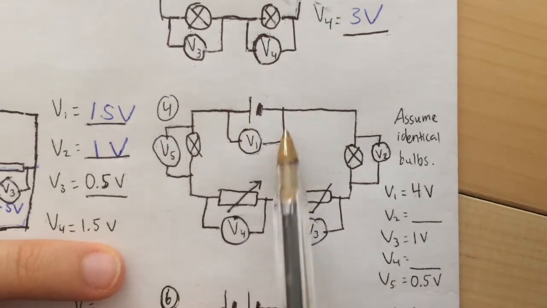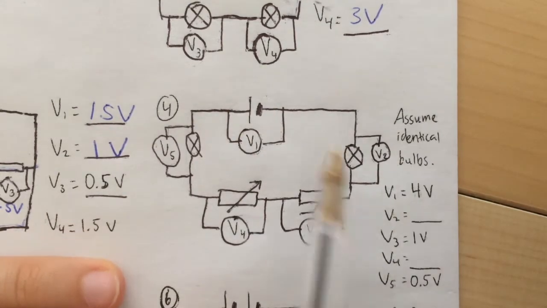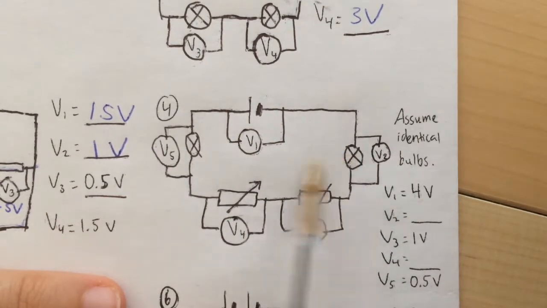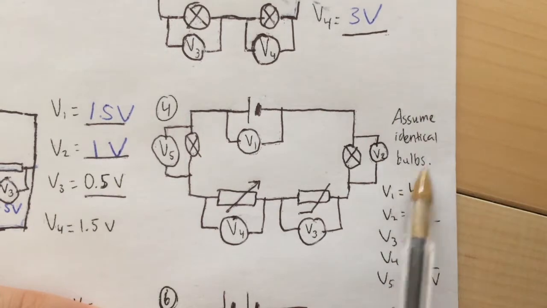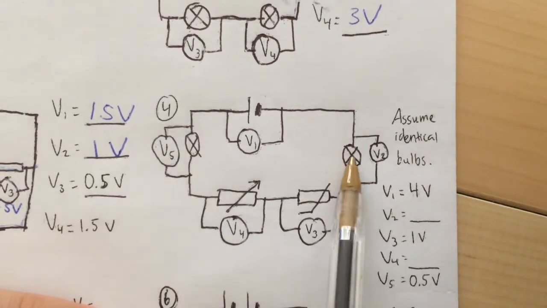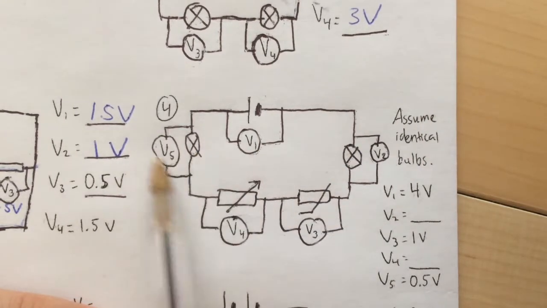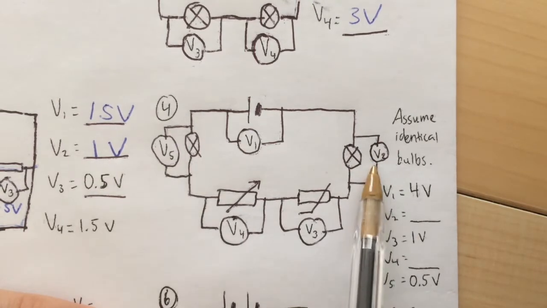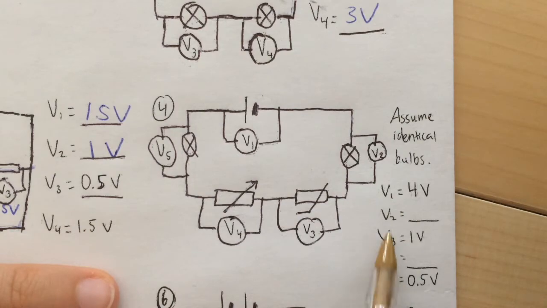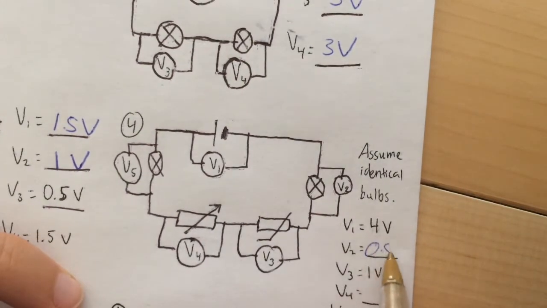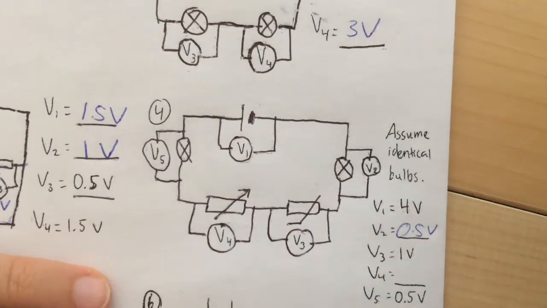We have a look at the cell, we are provided with 4 volts. So those 4 volts get split between these 4 components, not necessarily evenly. It says, assume the bulbs are identical. Therefore, the split must be equal between V5 and V2. So if we look here, V5, we know is 0.5 volts. That means V2 must also be 0.5 volts.